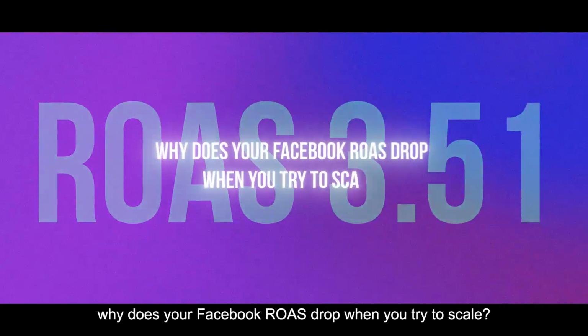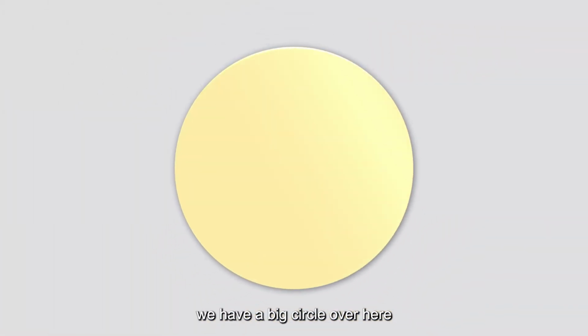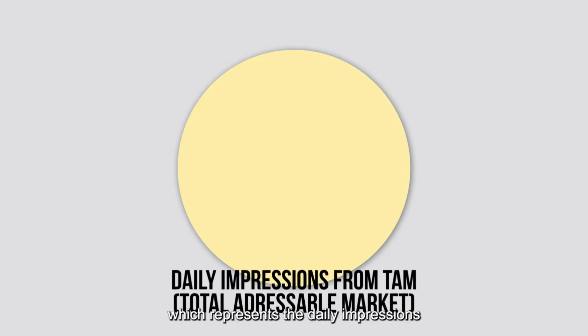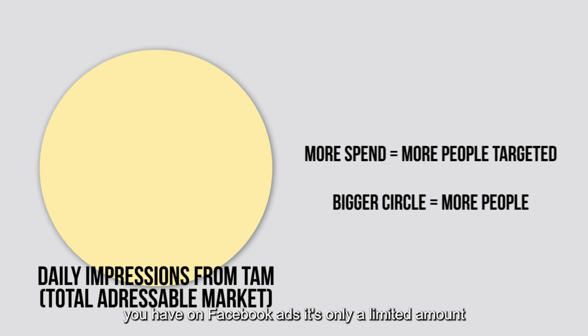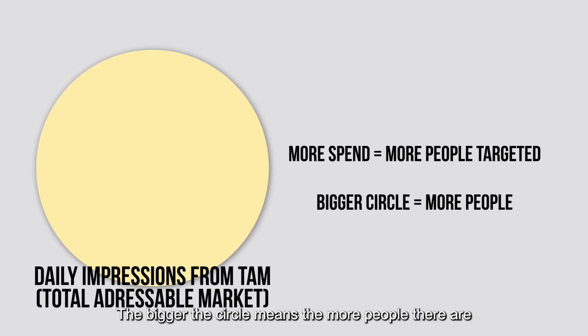Why does the Facebook ROAS drop when you try to scale? Simple infographic over here. So, with a big circle over here, which represents the daily impressions you have on Facebook ads. It's only a limited amount. The bigger circle means that the more people they are.